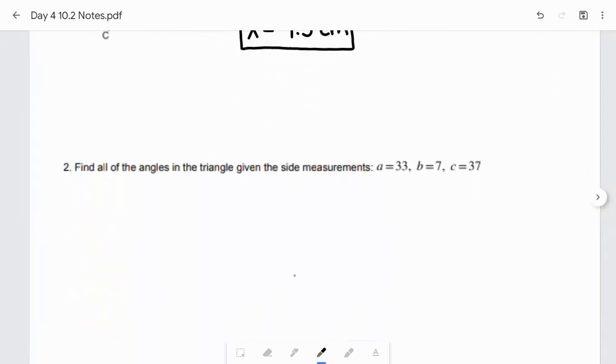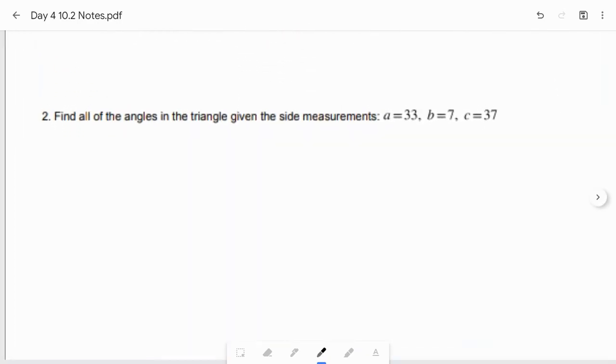Okay, and number 2, we want to find all of the angles in the triangle if we are given the side measurements of A being 33, B being 7, and C being 37. So we're going to want to sketch a non-right triangle, and let's just label A, B, and C. Side A is 33, side B is 7, and side C is 37.